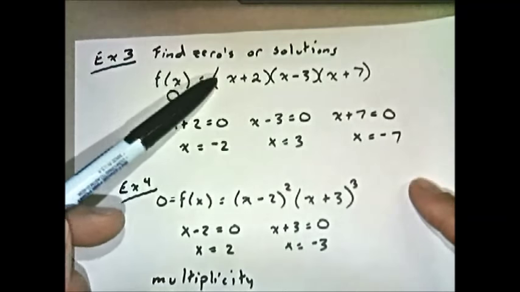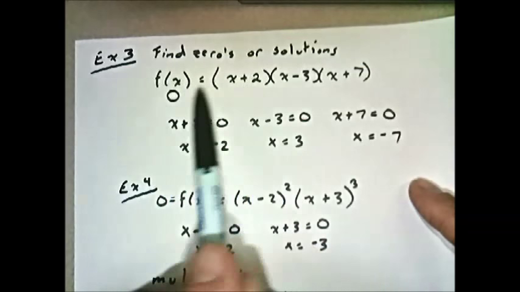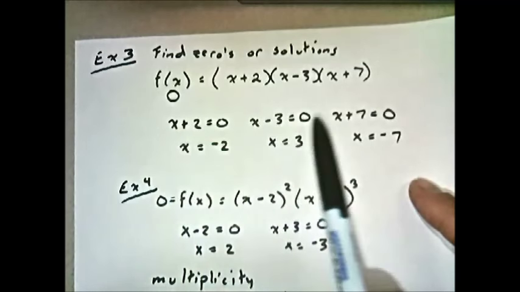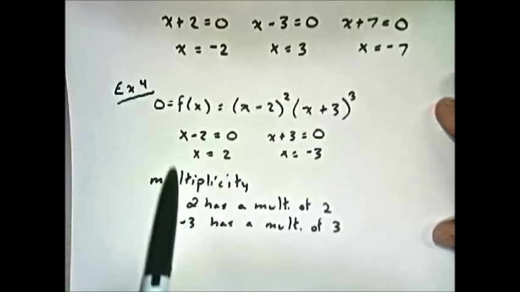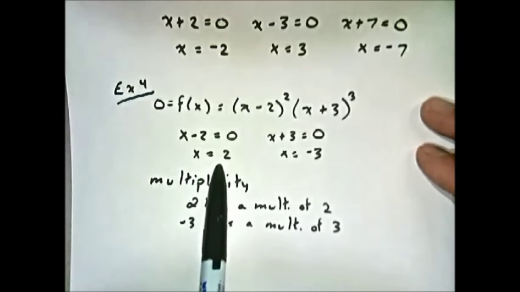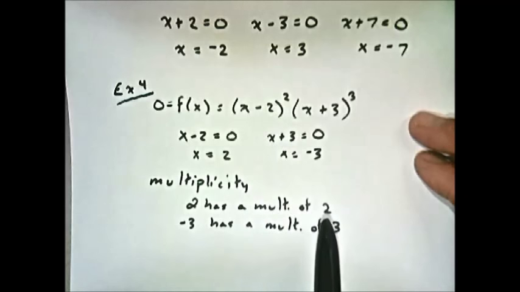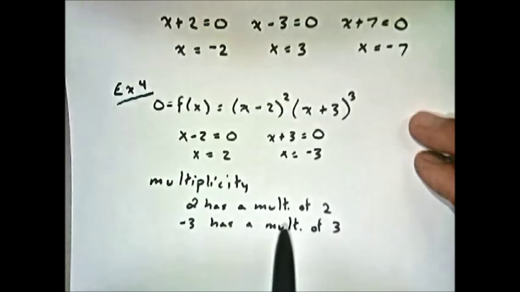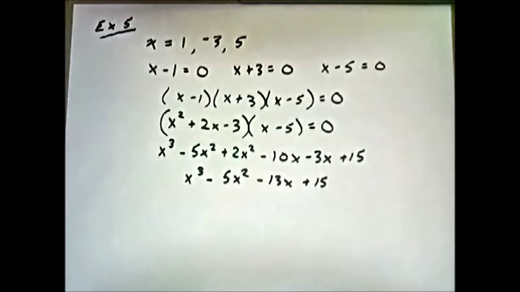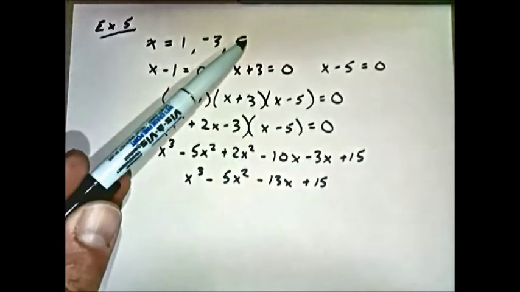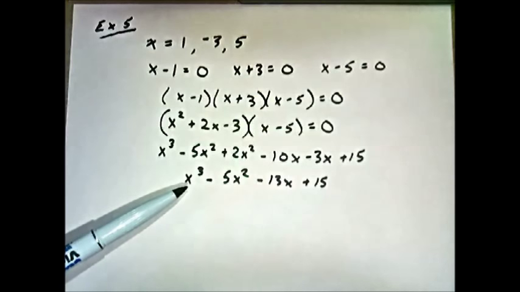We can find the zeros or solutions by setting the function equal to 0 and setting each of those factors equal to 0. We can also state the multiplicity of any of our zeros or solutions, noting that the exponent will tell us what the multiplicity is for each of our factors or solutions. And finally, in example 5, we saw where we were given the solutions and were able to write the polynomial in standard form.